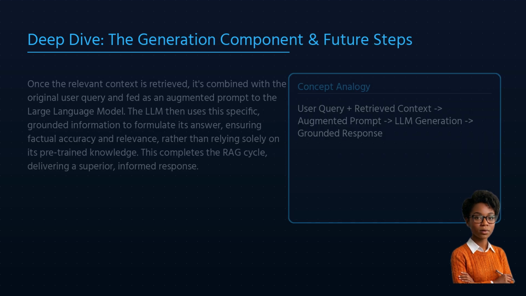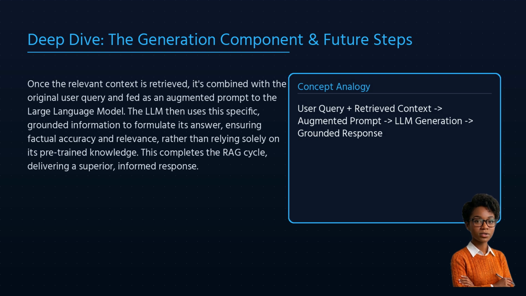Finally, with the user's original query and the newly retrieved context in hand, the generation component takes over. These are combined into a single, comprehensive prompt and sent to the LLM. The LLM then acts as an intelligent summarizer and synthesizer, using the provided context to formulate a factually grounded and coherent response. It's a powerful combination that enhances the LLM's capabilities dramatically.